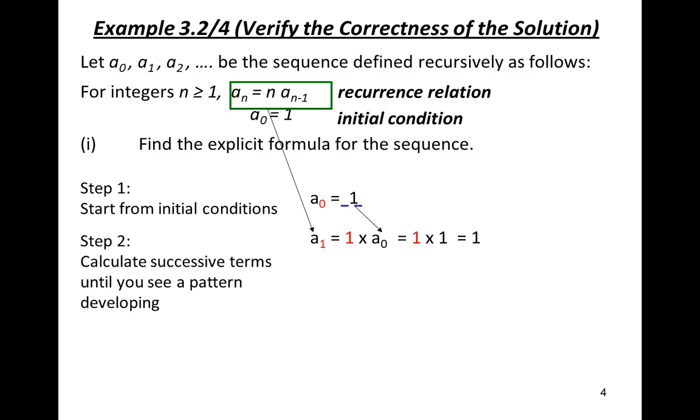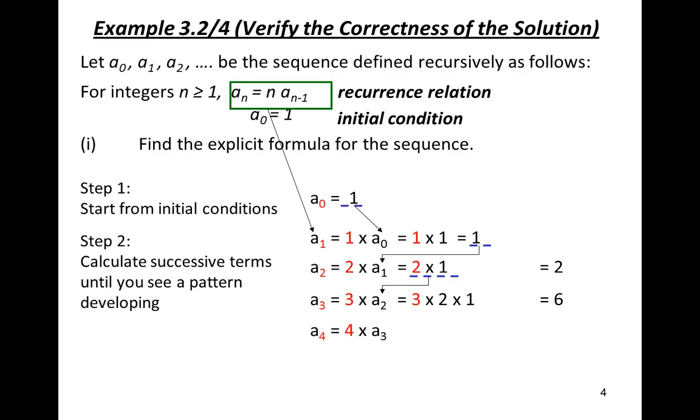Similarly, a2 would be equal to 2 times a sub 1. But a sub 1 can be substituted with the previous term. So a sub 2 is equal to 2 times 1, which equals 2. Next, a sub 3 would be equal to 3 times a sub 2. But a sub 2 can be substituted with the previous term. So a sub 3 is equal to 3 times 2 times 1, which equals 6.